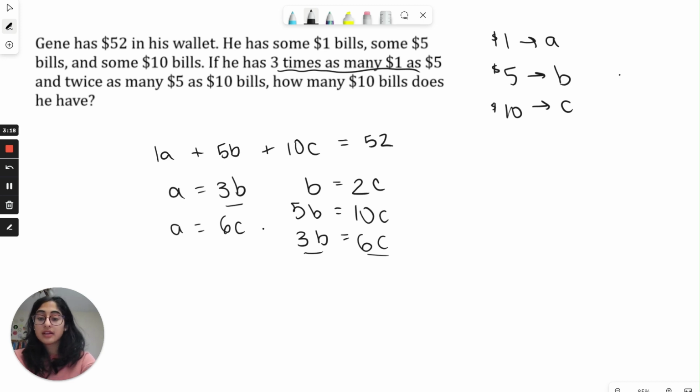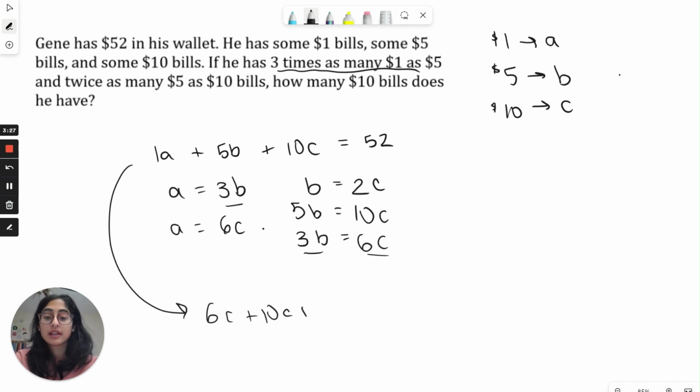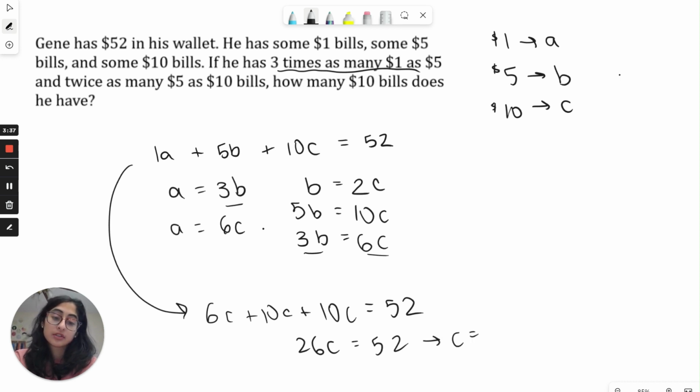So knowing that, we can plug all of these values into our first equation right here. So 1A is equal to 6C, 5B is equal to 10C, and then we have, of course, 10C here, which we don't have to change, and that's equal to $52, which tells us that 26C is equal to 52, and therefore C is equal to 2. And remember, C is our quantity of $10 bills, which is what we're looking for. So the answer right here is just 2.